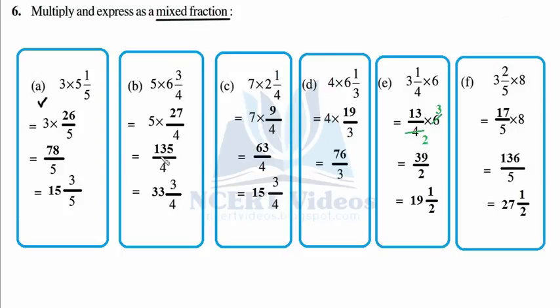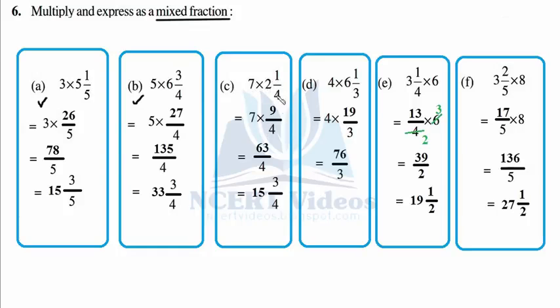Now mixed fraction: 4 threes are 12, and 1 5, that means 4 threes are 12, and 3 is the remainder. So 33 and 3 over 4 is the mixed fraction.